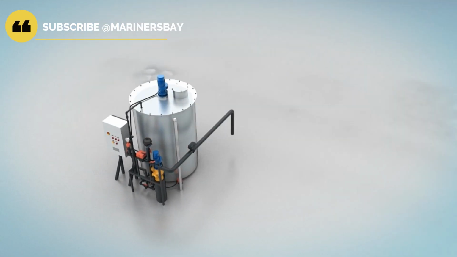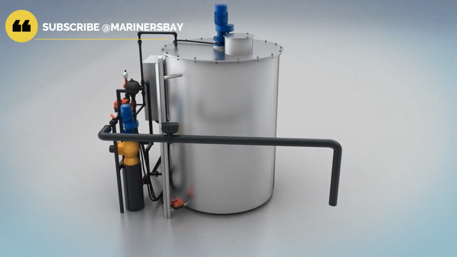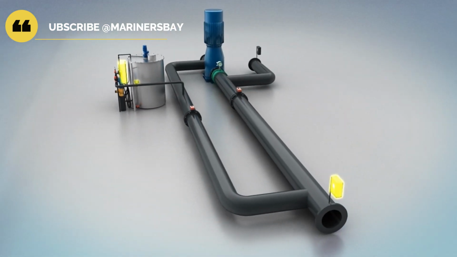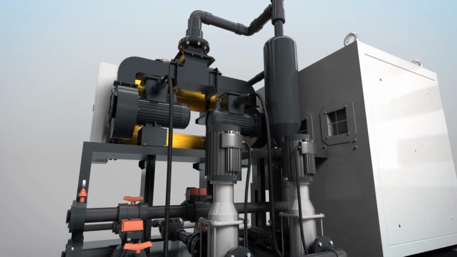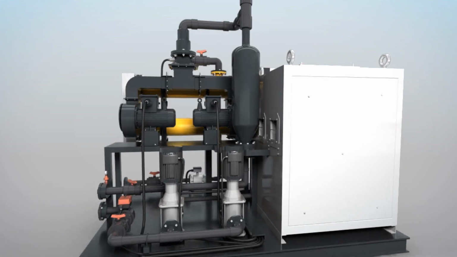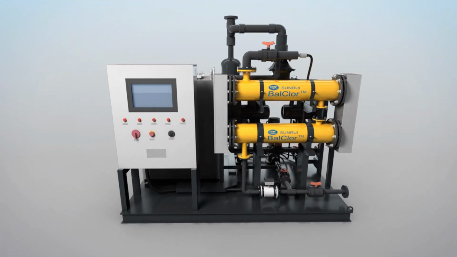Neutralization is used to neutralize TRO. The neutralizer sodium thiosulfate is used in this process and can be controlled automatically. The unit is installed in the electrolysis unit with a removal efficiency of about 99%, which can ensure the safe operation of the system.